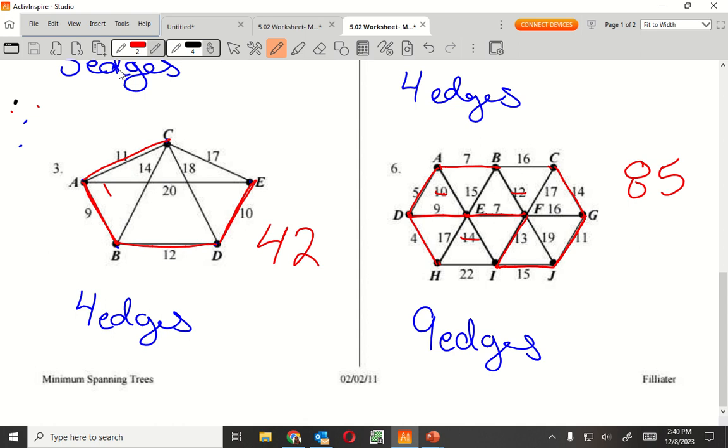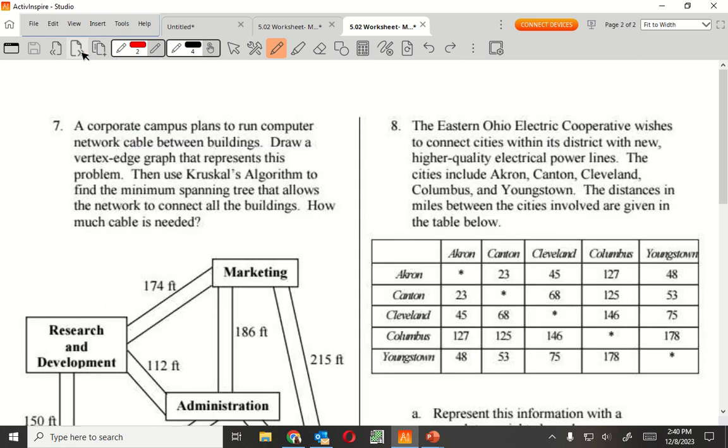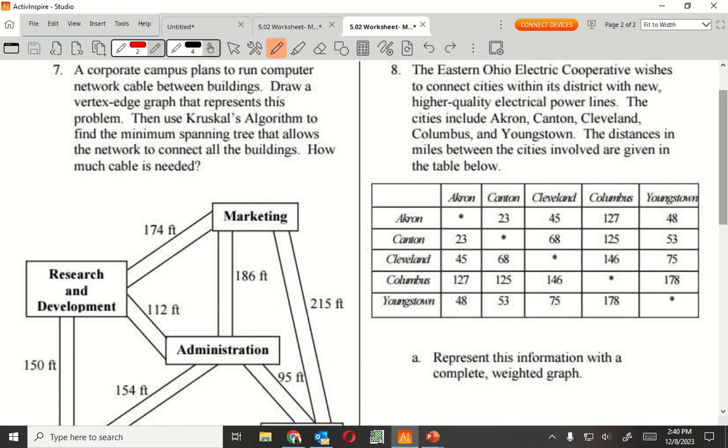I'm manifesting. All right. So let's take a look at this next one over here. This is going to be what you see the most, real world examples. A corporate campus plans to run a computer network between buildings. Draw a vertex edge graph that represents the problem. Use Kruskal's algorithm to find the minimum spanning tree that allows the network to connect all buildings. How much cable is needed?